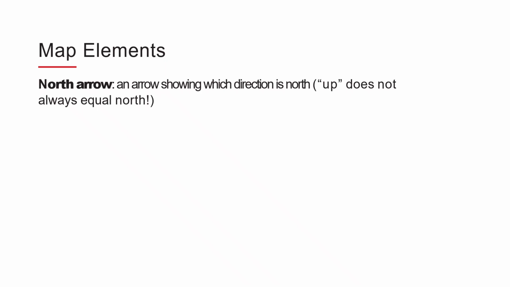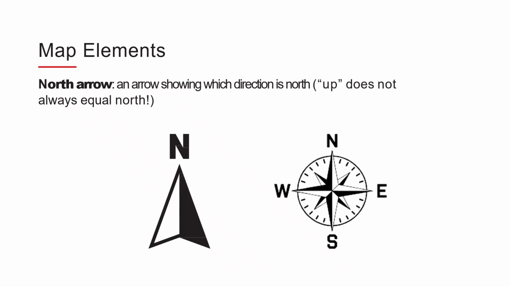Next is a north arrow, because up on a map does not always equal north. That's just something we've decided to do culturally. On the left here is an example of a basic north arrow, and then on the right is what's called a compass rose, showing all 4 directions: north, east, south, and west.